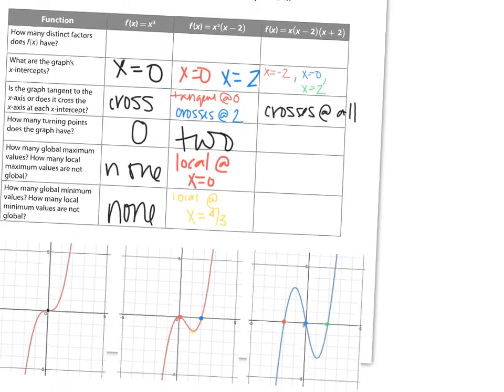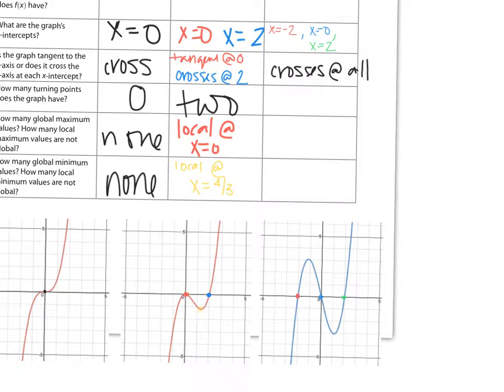The next question wants to know how many turning points it has. So it goes up. What happens then? It goes down, and then it goes up. So how many turning points were there? 2. Okay.